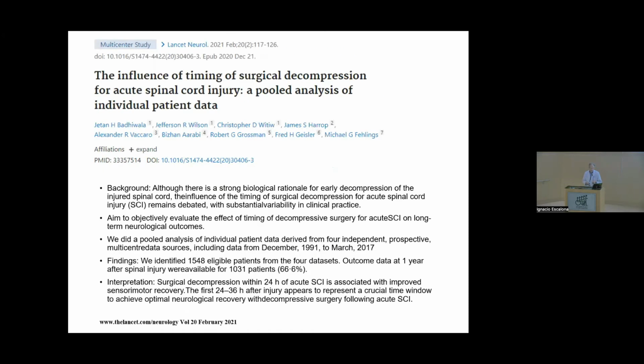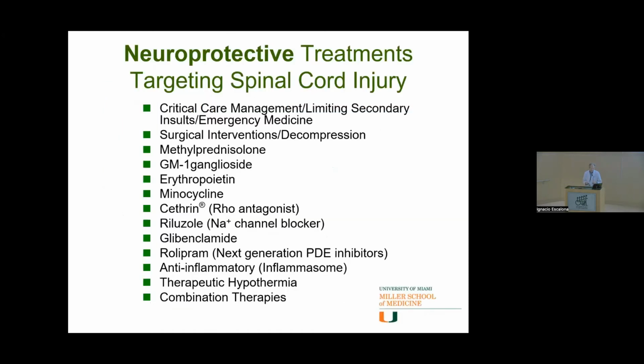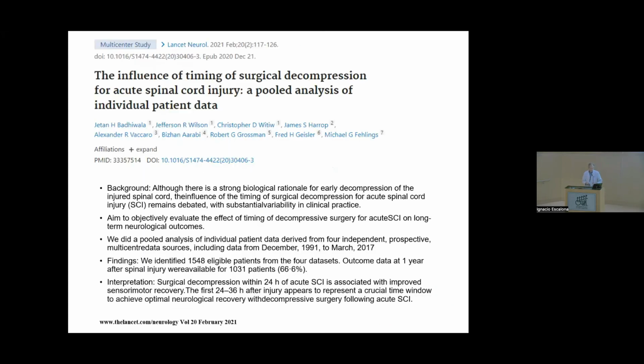And this is just a pooled analysis. Surgical decompression within 24 hours of acute SCI is associated with improved sensory motor recovery. And the first 24 to 36 hours after injury appears to represent a crucial time window to achieve optimal neurological recovery with decompressive surgeries.